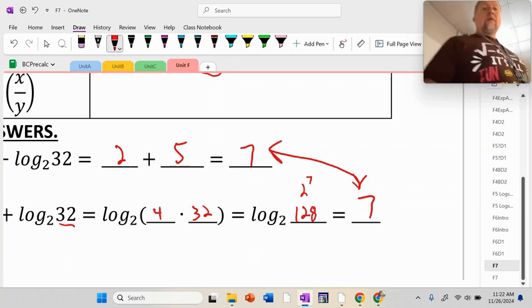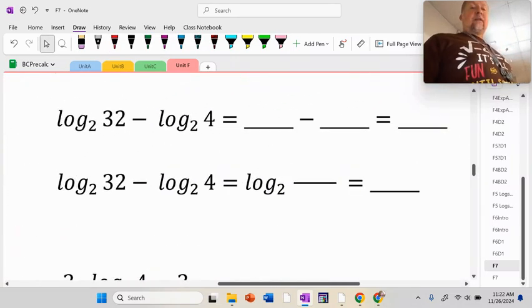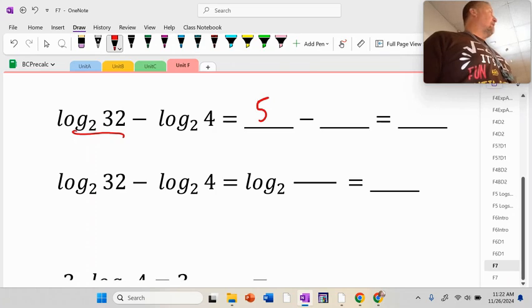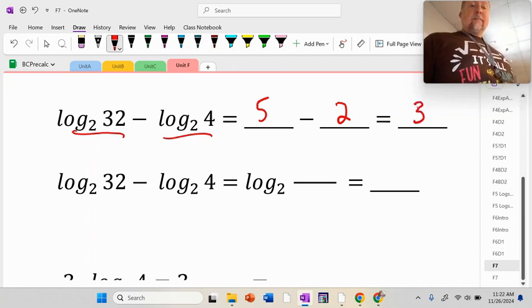All right. And then look at this. This is great. I love it. What is log base 2 of 32? 5. 2 to the 5th equals 32. What is log base 2 of 4? 2. 5 minus 2 is 3. Okay, well, let's do the division rule.